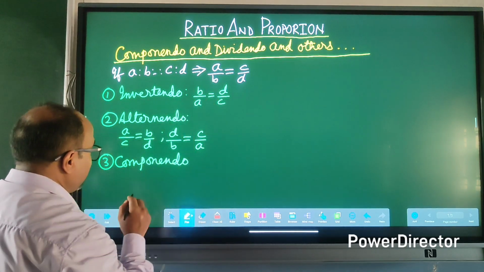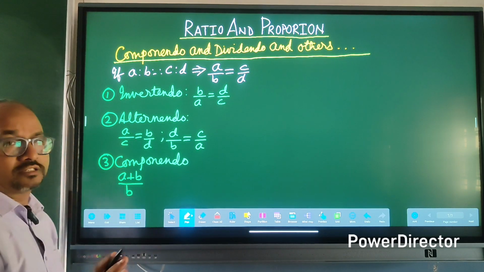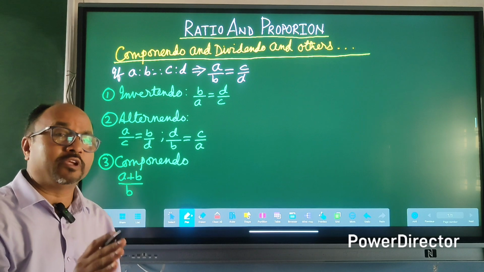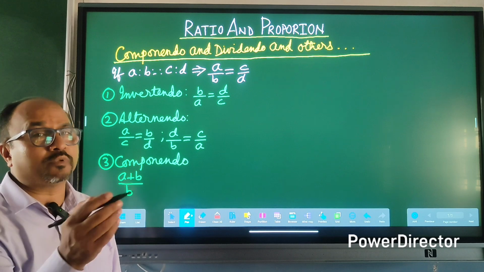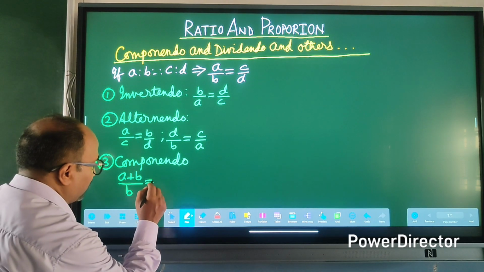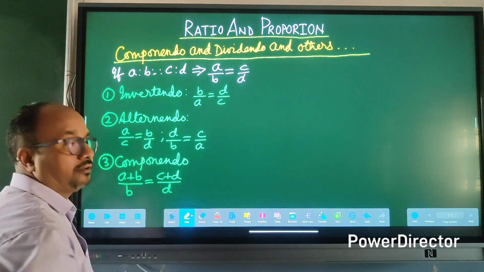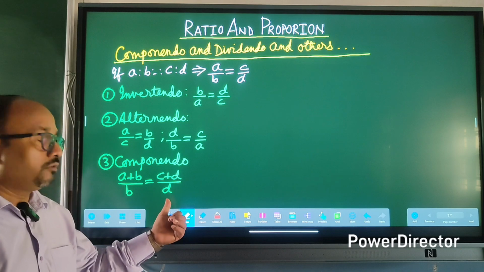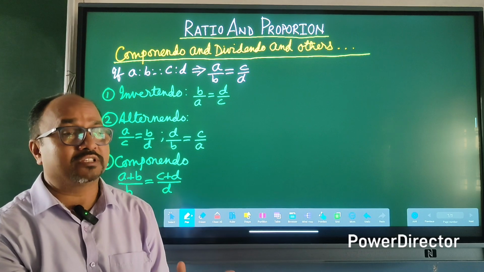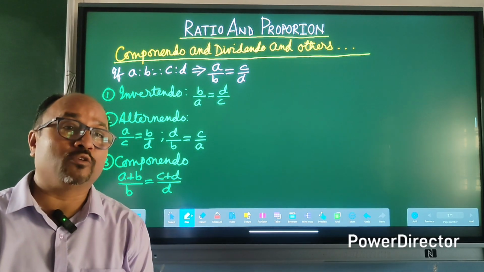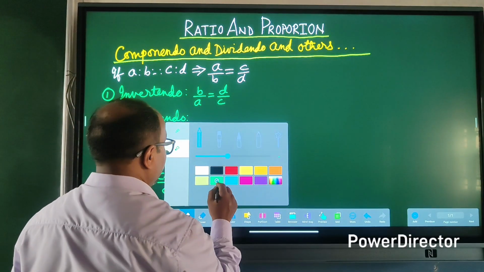So if it is A by B, the numerator is A plus B and the denominator has no change. Again I repeat, the numerator will be numerator plus denominator and the denominator will be copied as it is. The same thing is to be applied on the RHS also. So that equals C plus D by D. I suppose this is clear, but be careful, apply it on both sides. The main mistake students make here is applying it only on one side. Okay, then let us come to the next part.